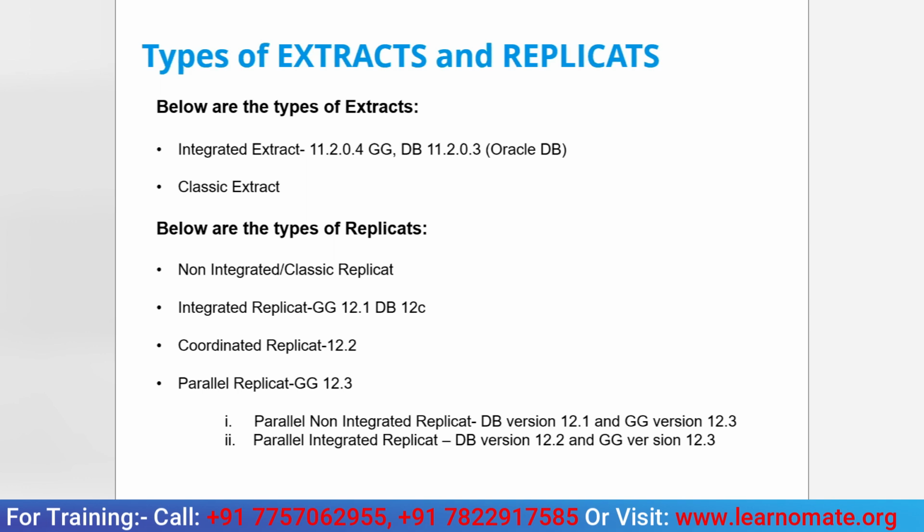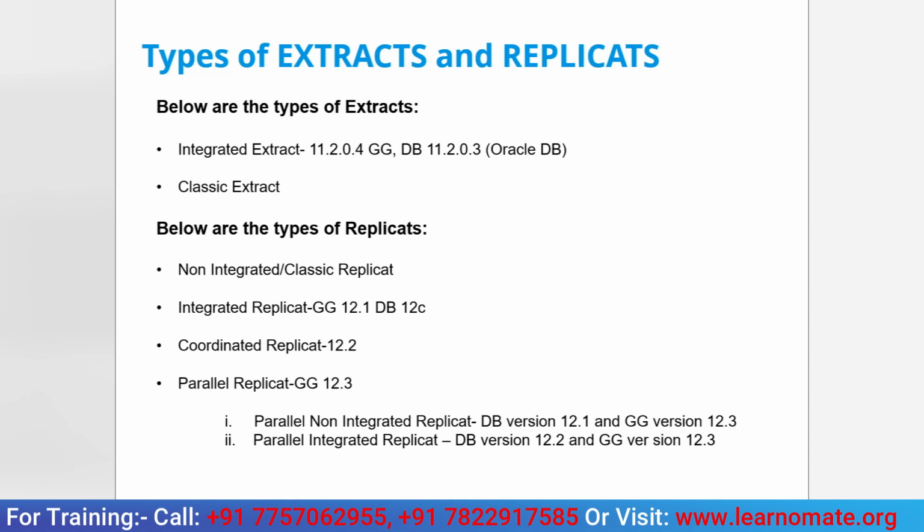There are two types of parallel replicate. Non-integrated mode running in parallel mode is called parallel non-integrated replicate, and integrated replicate running in parallel mode is called parallel integrated replicate. To use the parallel non-integrated replicate, the database version should be 12.1 and the GoldenGate version should be 12.3. Parallel replicate support was introduced from GoldenGate version 12.3. To use parallel integrated replicate, your database version should be 12.2 and the GoldenGate version should be 12.3.